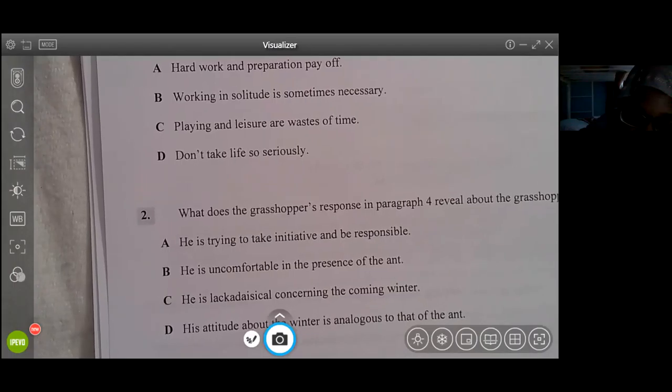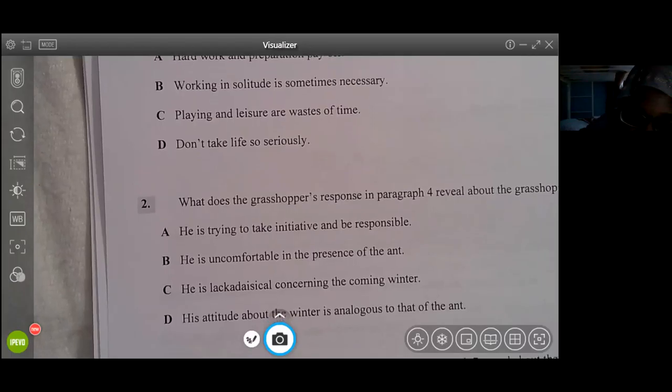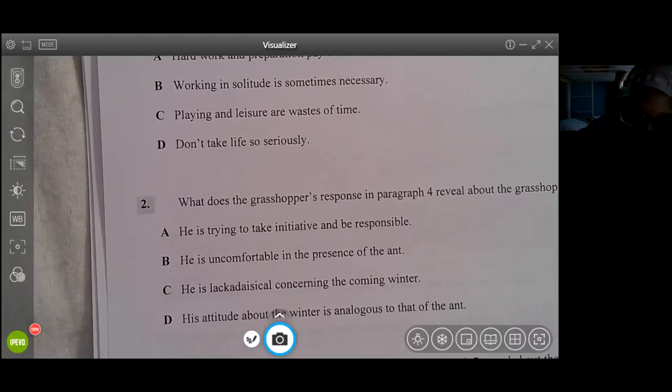Okay, so I think what we can say here is that it doesn't necessarily mean that it's always a waste of time. It just means that there are times where you shouldn't be playing, where you should be real on it. Okay? That's what I had on it.